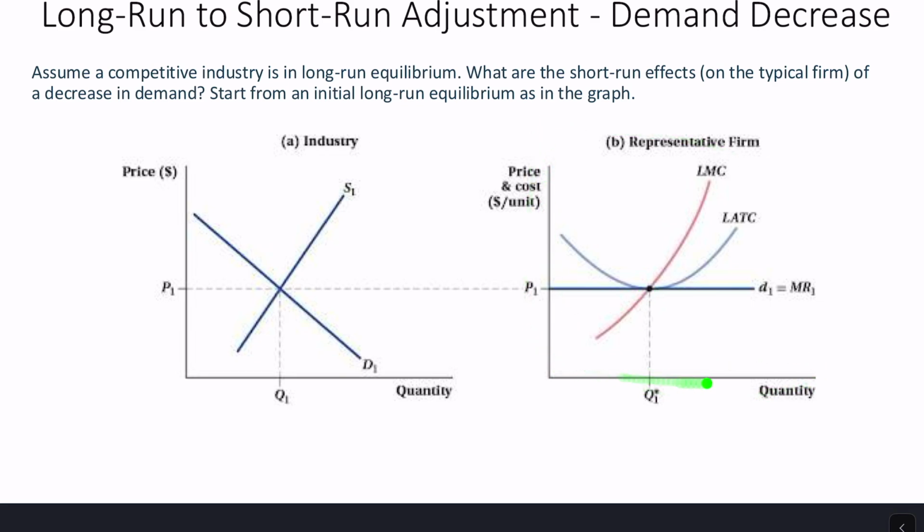So you need to draw your representative firm graph with your average cost U-shaped, your marginal cost going through the minimum, and that market-clearing price right at that zero economic profit price. So this is where you start. Then you're going to draw in a demand decrease. And now you start the process, okay? And so I want you to be able to draw through each and every one of those steps from long run to short run to new long run.